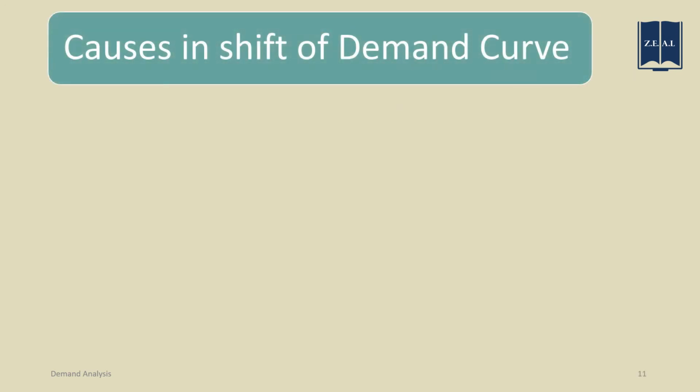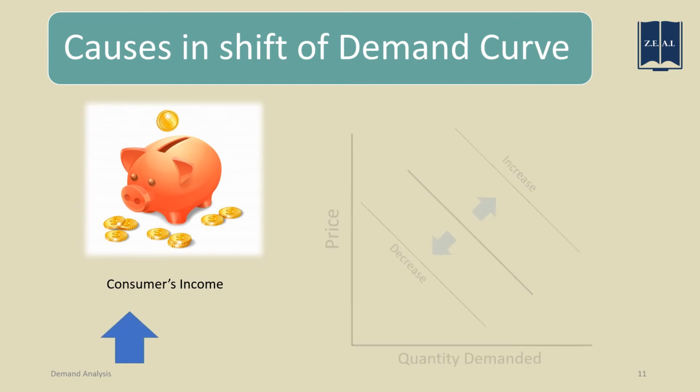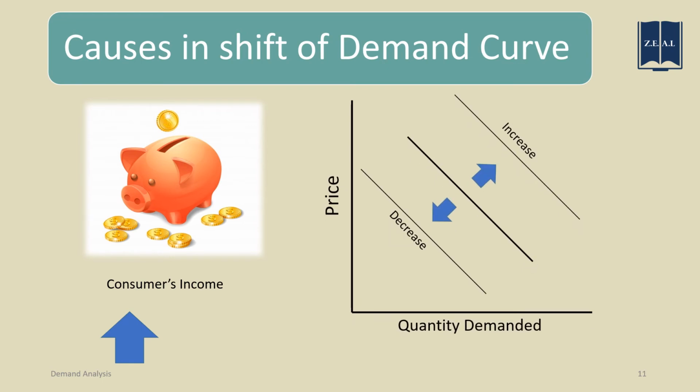The first factor that causes a shift in the demand curve is income of the consumer. With the increase in income, consumers have more purchasing power, which means they can afford more quantity at the same price. So, as a result, the demand increases and the curve shifts rightward. Similarly, with a decrease in income, the demand also decreases, which shifts the demand curve to the left.